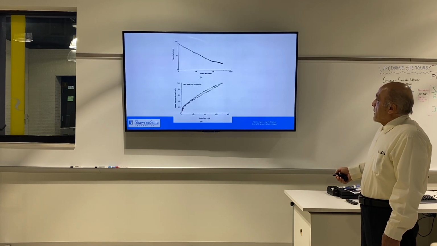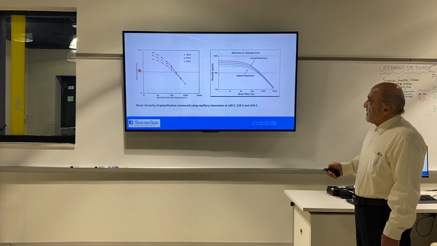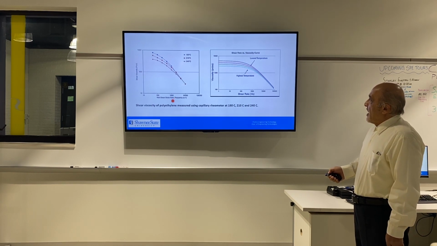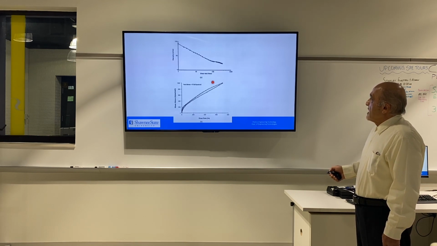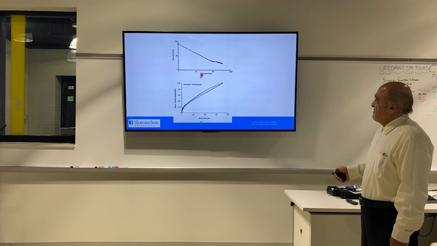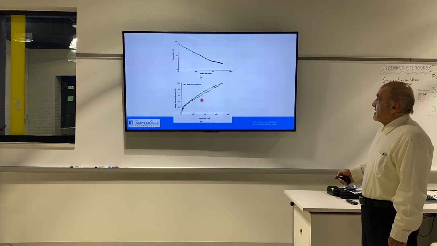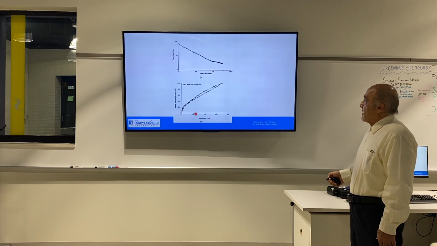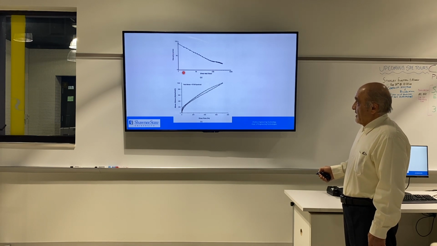And this one is the relation between shear viscosity and shear rate, similar to this one. This one is the relation between shear stress, which is the y-axis, and shear rate. So as you can see, for any type of polymer melt, when you increase shear rate, viscosity is decreasing.